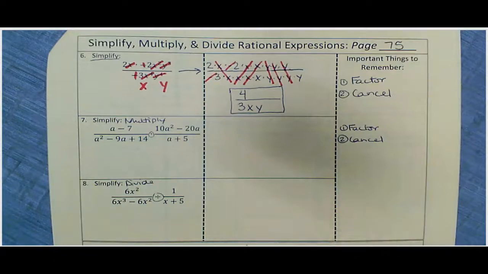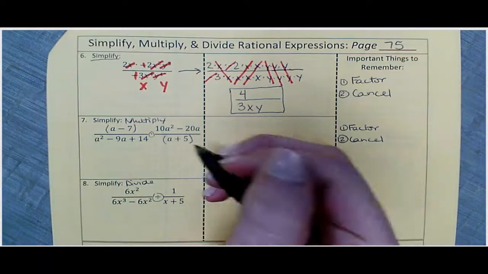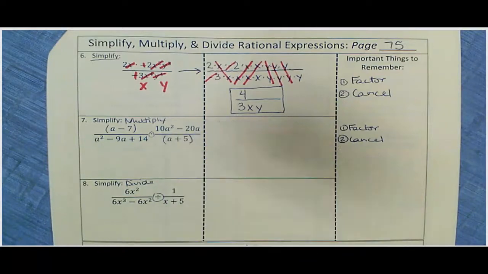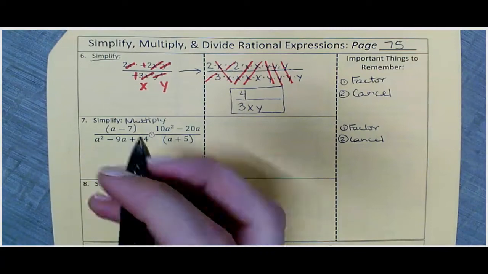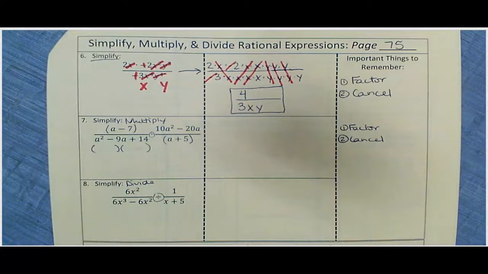So I'm gonna factor what I see I can factor. So a minus 7 cannot be factored anymore because it doesn't have a squared. A plus 5 cannot be factored anymore. It doesn't have a squared. It's just to the first power. This can be factored. So I see a trinomial. That means I'm going to use magic numbers.